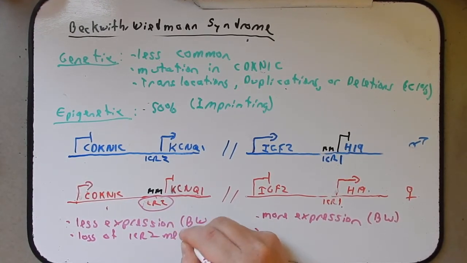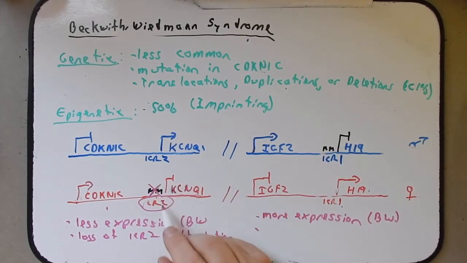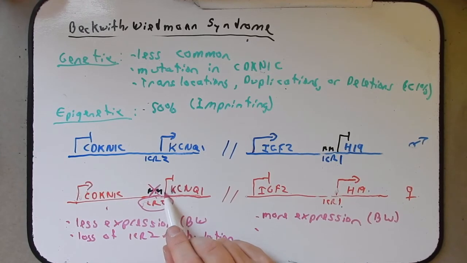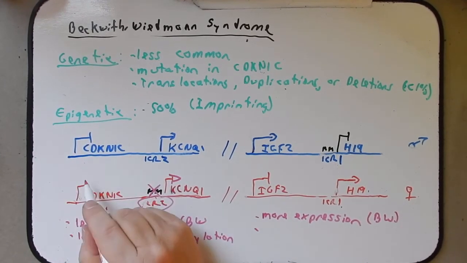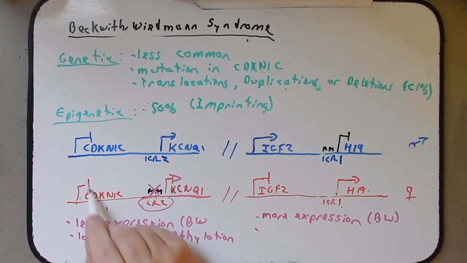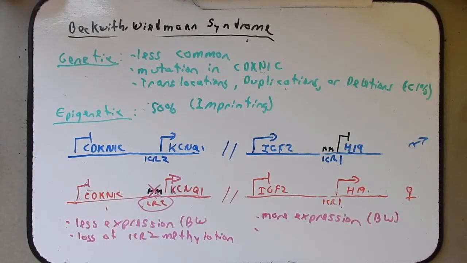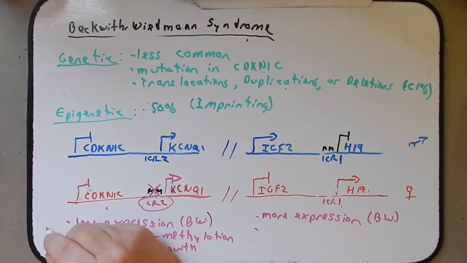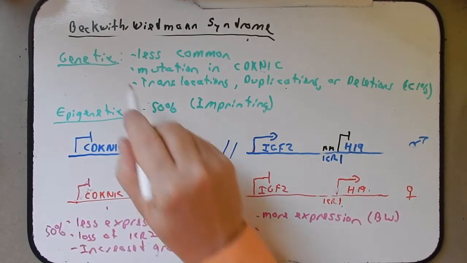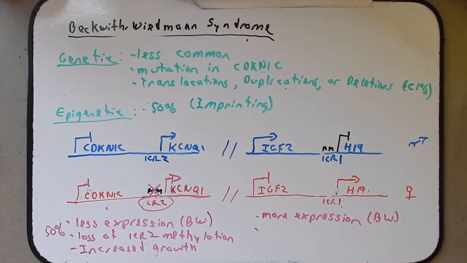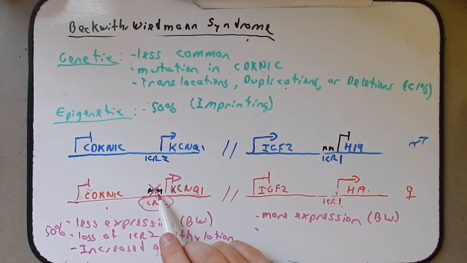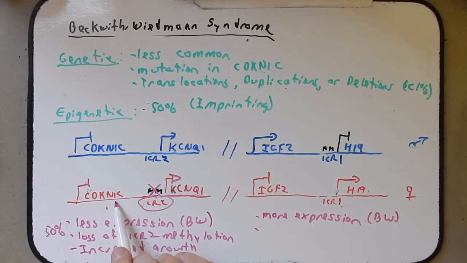ICR2 methylation. So these are lost. By removing these methylation patterns here, KCNQ1 will now be misexpressed, and that will reduce the expression of CDKN1C. Reduced expression of this gene will lead to increased growth. And this is what we see in about 50% of all Beckwith-Wiedemann syndrome, where the methylation is lost on the maternal copy, leading to reduced expression of CDKN1C.